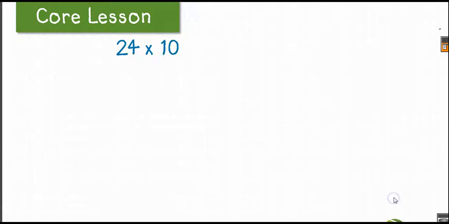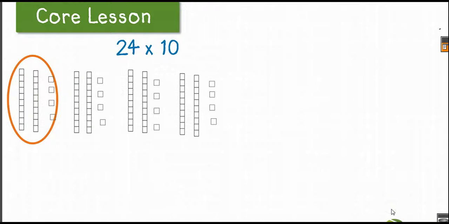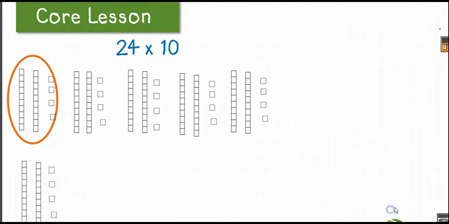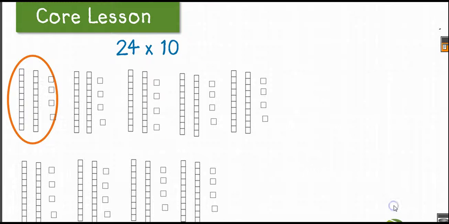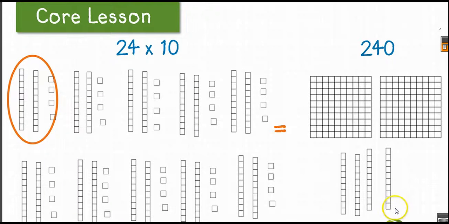In the core lesson, we're going to take the number 24 and multiply it times 10. So if I show you 24 blocks and I do that 10 times, I would have to draw those 10 different times. We would see what our total is when we add all of these up. And it's going to total, does anyone know? Very good, 240. So I would put all my tens blocks together, and that would make 200s, and then I would have 4 tens left over, so I have 240. These are the same numbers, they're just represented 2 different ways.